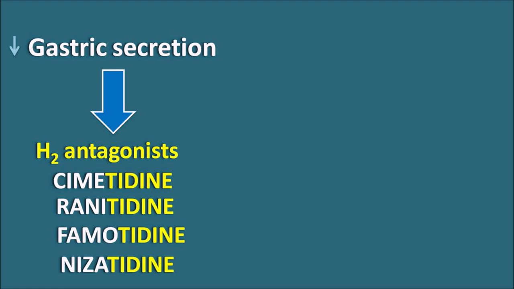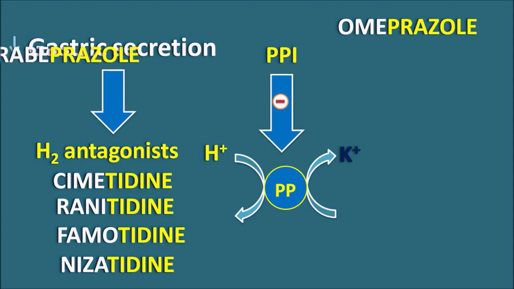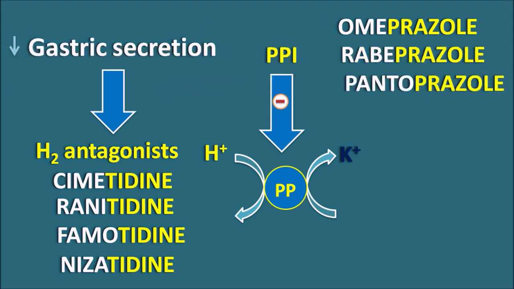On the other hand, we have the well-known proton pump inhibitors. These PPIs inhibit the proton pump, which is the H plus K plus ATPase pump, thereby decreasing gastric acid secretion. And these proton pump inhibitors end with the suffix prazole. So we have many drugs like omeprazole, rabeprazole, pantoprazole, and lansoprazole. In this way, the proton pump inhibitors end with the suffix prazole.